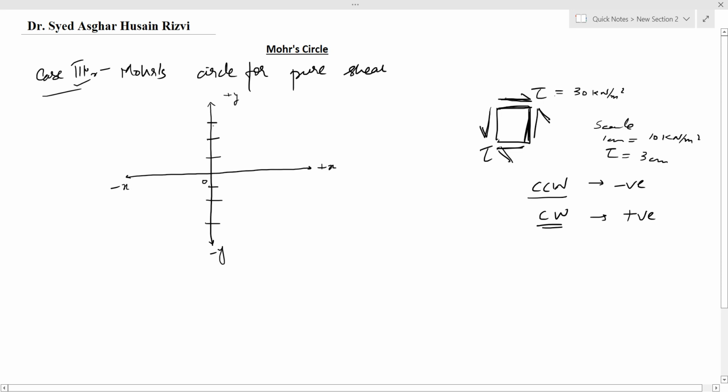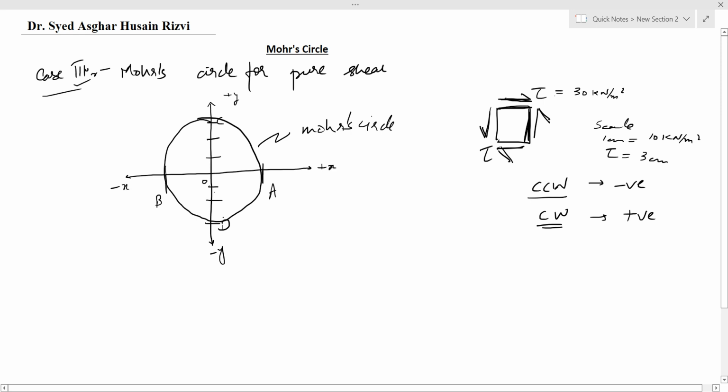With this origin as center, and with this point let it be C, and let this point be D. With OC or OD as radius, we will draw a circle. This will be the Mohr's circle for pure shear. Mark this point as A and mark this point as B.